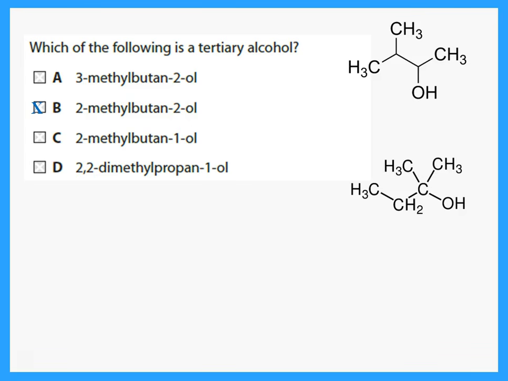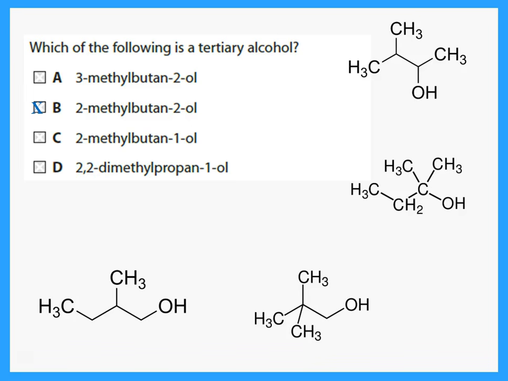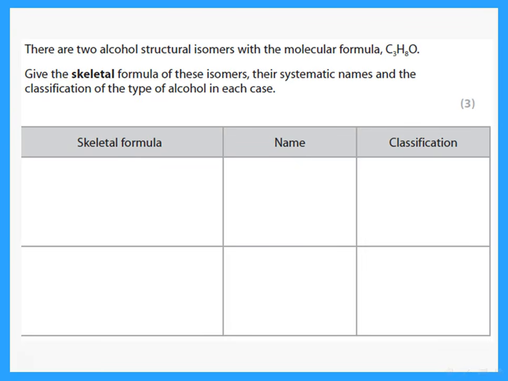2-methyl butane 1-ol. This is how you draw it. Of course, you should realize that if he says 1-ol anyway, that means that the OH is on the end, so that's actually a primary alcohol. Now he has 2,2-dimethyl propane 1-ol. 2,2-dimethyl propane 1-ol would look like this, and this is also a primary alcohol. So my answer here is B.